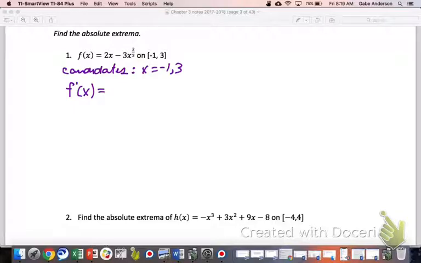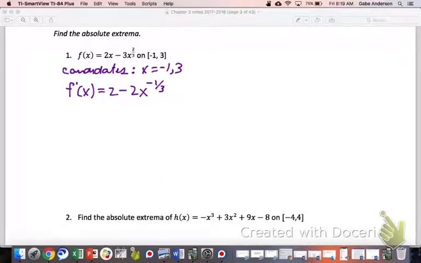f prime of x is equal to 2 minus, the 2/3 would cancel with the 3 to just be a 2, and then x to the negative 1/3. And like we did on the previous example, now that we found f prime, we want to ask ourselves, is there any way that this won't exist? Is there any x value that would cause f prime to not exist? 0. Why would 0 cause that problem?